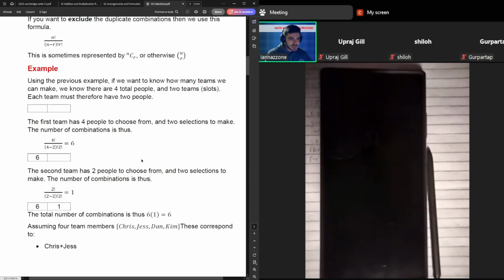From there, to create the second team, there's only 2 people left to choose from and 2 selections to make. So this one should be fairly obvious when you think about it, that there's only going to be one possible combination. If 2 people were already selected for that previous team, then there's only 2 left, and so only one way to organize those people.